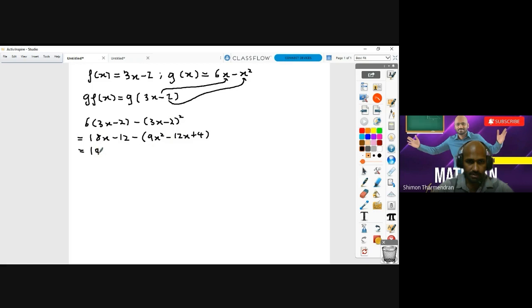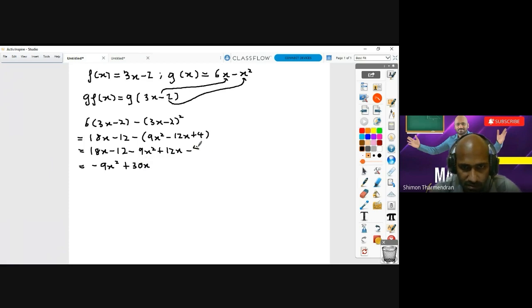Let's open up all the brackets. Plus 12x minus 4 over here. So by simplifying this, we have minus 9x squared plus 30x, and then minus 4 minus 12, we have a minus 16 over here. I've got to complete the square for this now because they asked us to show the maximum value.